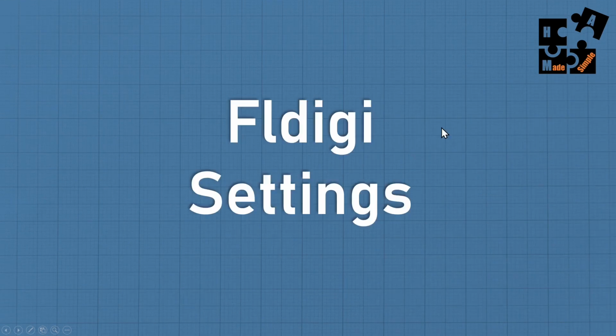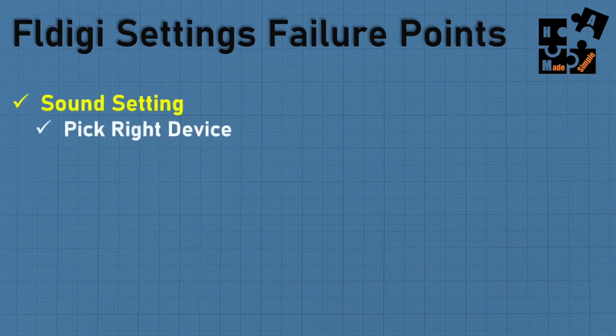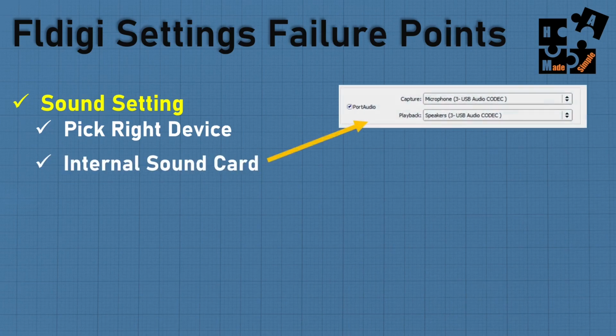So next, let's jump into the Fldigi settings. Some of the common failure points when we get into the Fldigi settings is the sound settings. Either you didn't pick the right device, or you did and come back later on, and for some mysterious reason, it changed on you. But when we look at internal sound card, it should look like this.